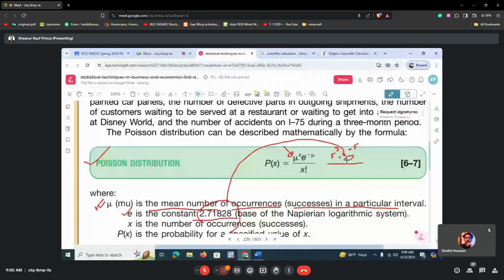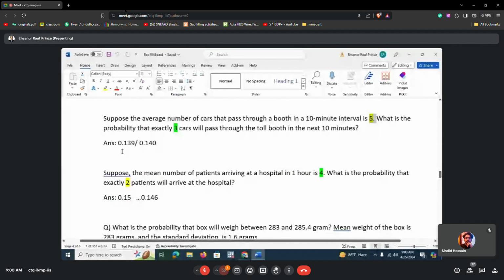Then x factorial, x is what? 3. So here we have 3 factorial. So 5 to the power 3 into 2.71828 to the power minus 5 divided by 3 factorial. Check the value. The value would be 0.140 or 0.139. Can you calculate the value?